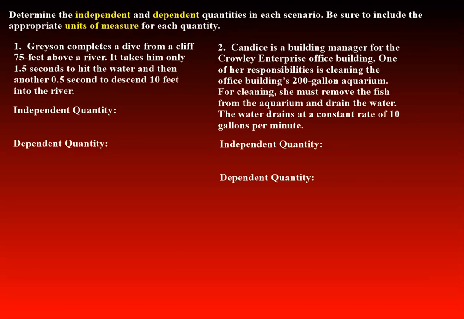All right, determine the independent and dependent quantities in each scenario. Be sure to include the appropriate units of measure for each quantity. Number 1. Garrison completes a dive from a cliff 75 feet above a river. It takes him only 1.5 seconds to hit the water, and then another 0.5 seconds to descend 10 feet into the river.